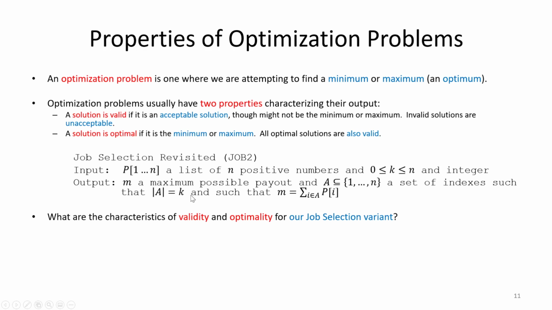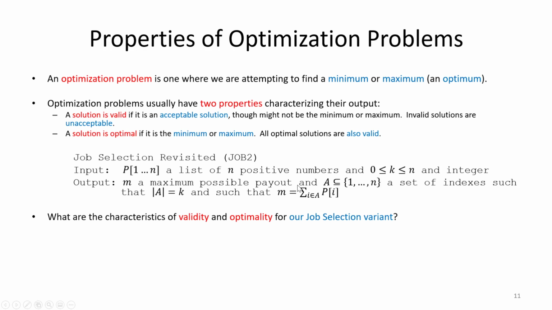And we came up with a greedy algorithm and proved it correct in that last video. But in this one, I just want to see, can we use this problem statement to figure out what the properties or the characteristics of validity and optimality are for this job selection problem. Okay, and I'm just going to highlight what I think they are here.